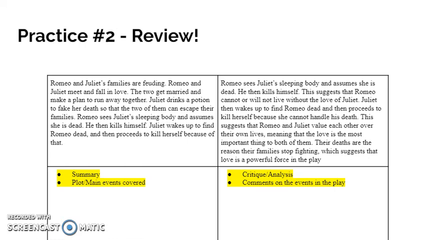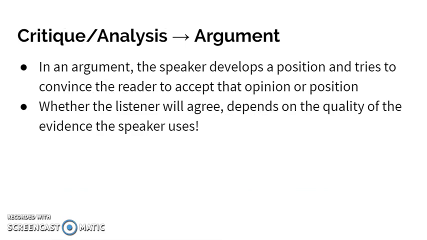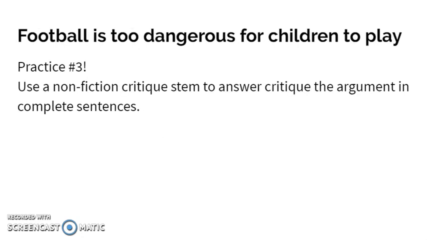Practice number 2, review. The first passage is a summary because it goes over the plot and the main ideas are covered. Passage number 2 is a critique or analysis because it comments on events in the play. A critique or analysis is an argument. In an argument, the speaker develops a position and tries to convince the reader to accept that opinion or position. Whether the listener will agree depends on the quality of evidence the speaker uses.